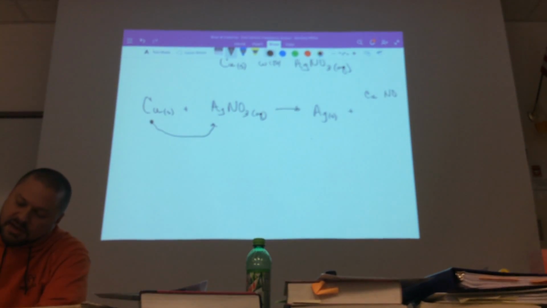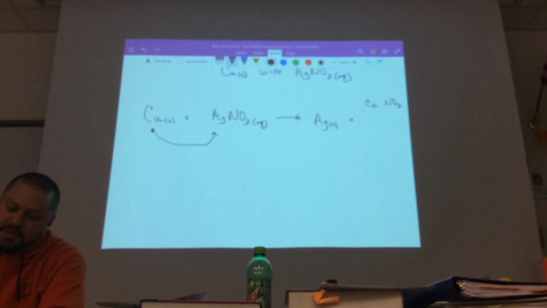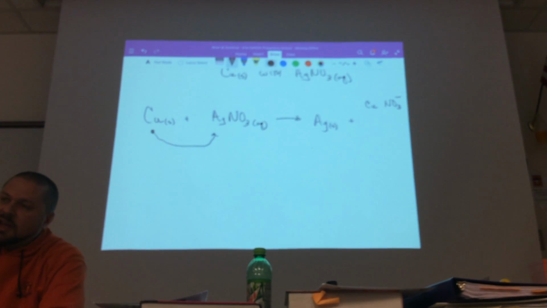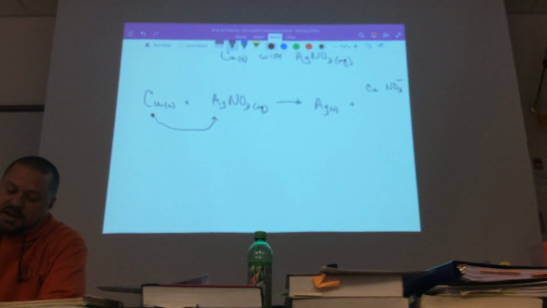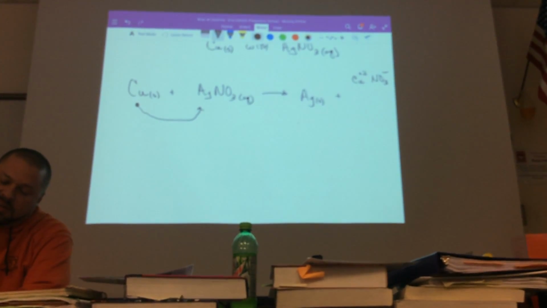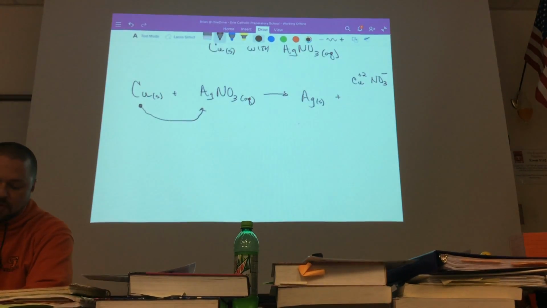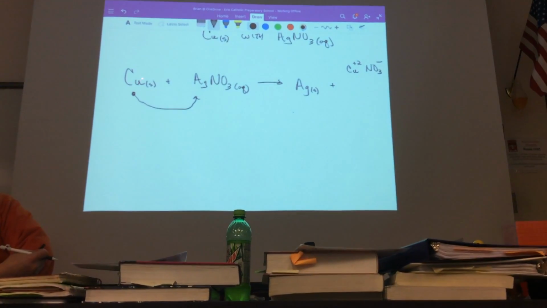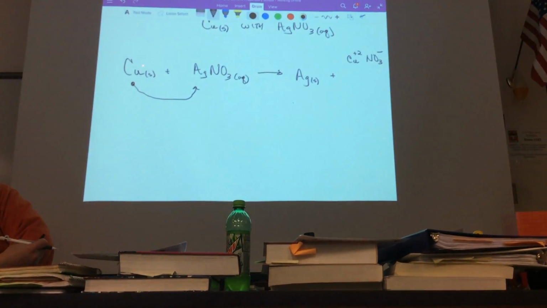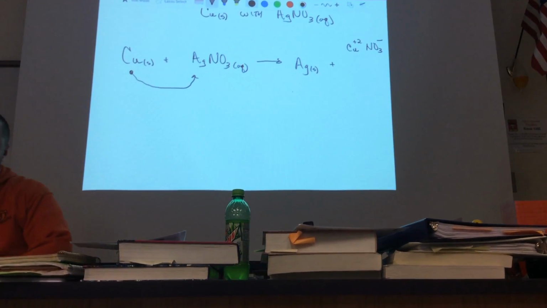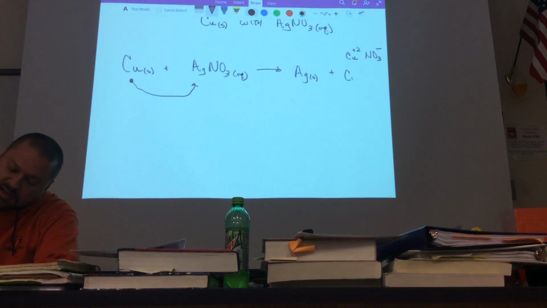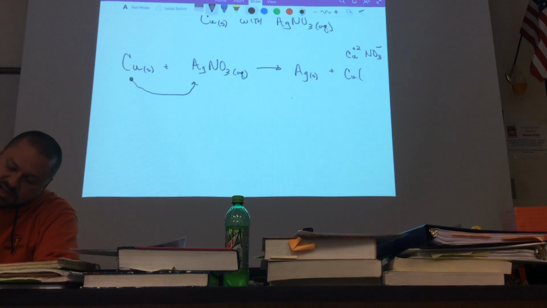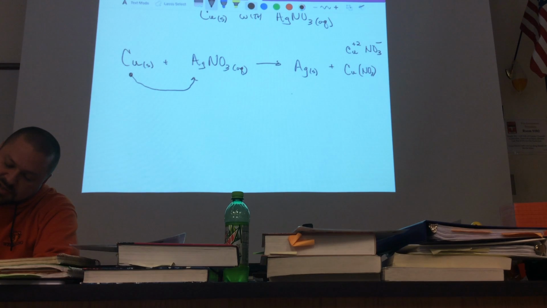So I got to crisscross Cu with NO3. NO3 is a negative from our polyatomic ion sheet. Copper, we're cheating to find out that it's +2, because there's no way for me to tell by just looking at this which charge it would be. Because it's not bound up with anything else, I don't know. So when I crisscross this, I get Cu(NO3)2.